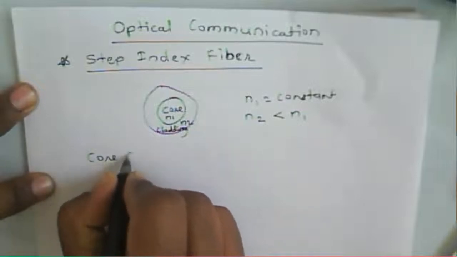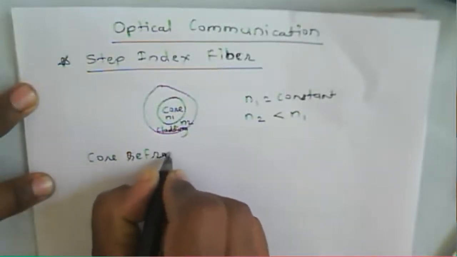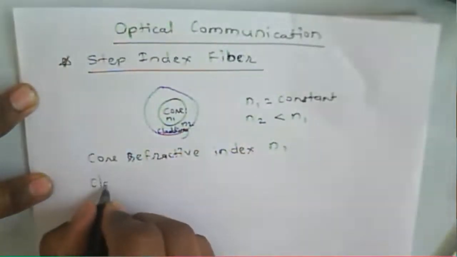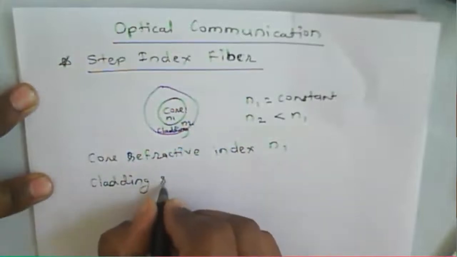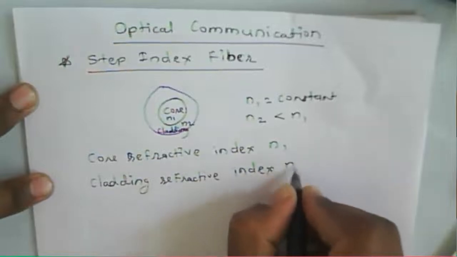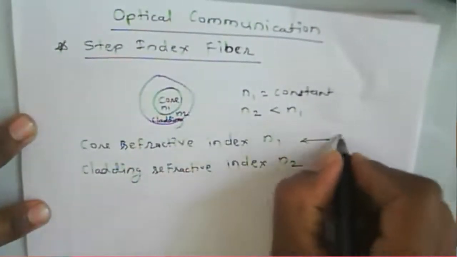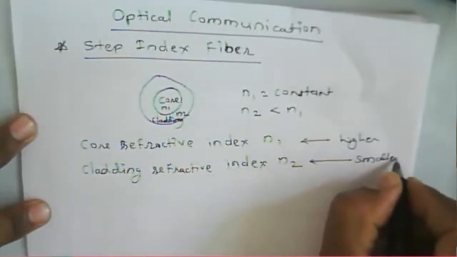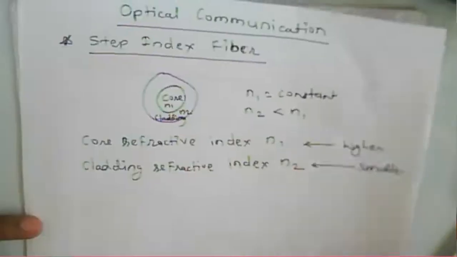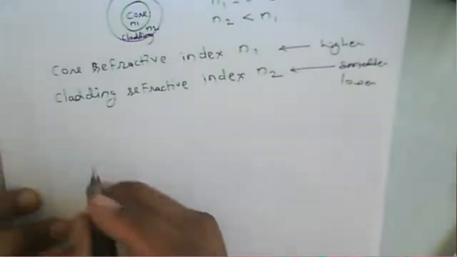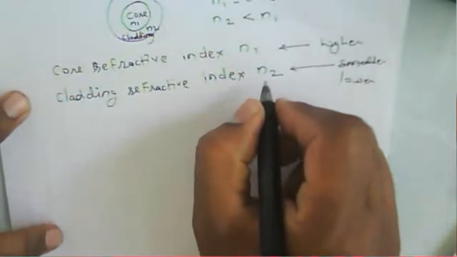Here we say that the core refractive index is N1, and the cladding refractive index is N2. So N1 is higher, and N2 is smaller as compared to N1 here. We can say smaller or lower, but we will not use the word small in terms of height, so it is nothing but lower here. That refractive index is lower here.